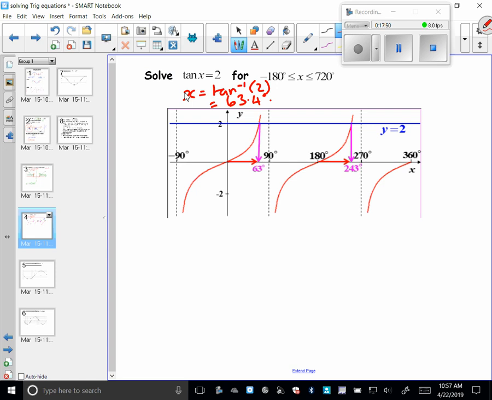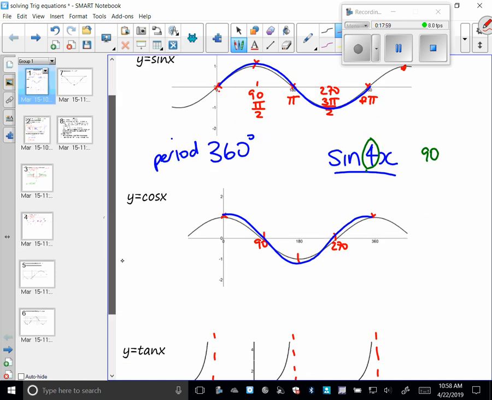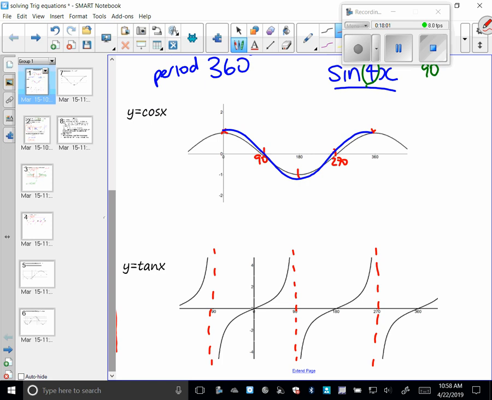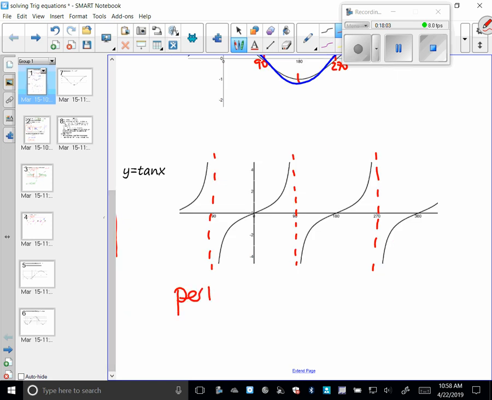So if that bit there is 63, hopefully you can see that it repeats. Now, I want to talk about the period of the tan graph. It's not 360. It's only 180. So I can write that in the beginning if you like. The period of the tan graph is 180 because it repeats every 180 degrees.